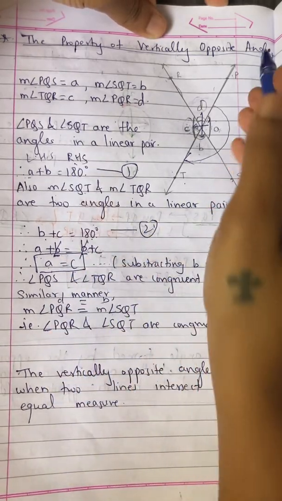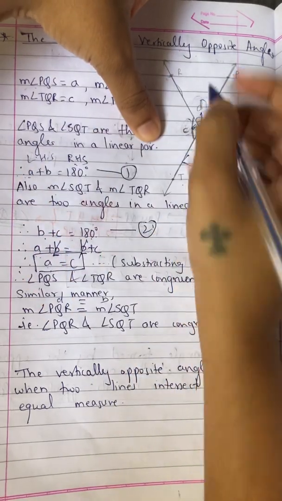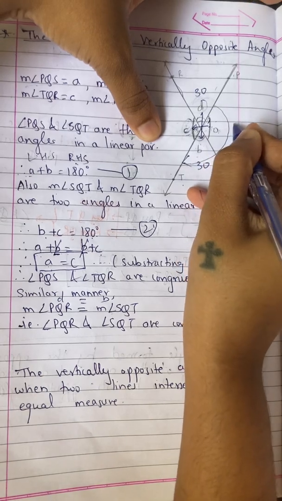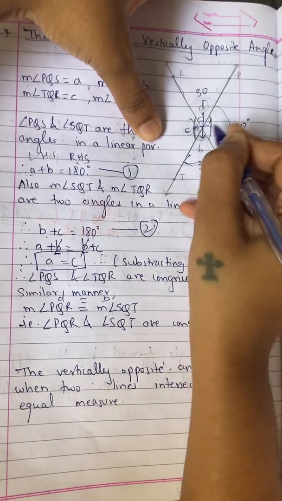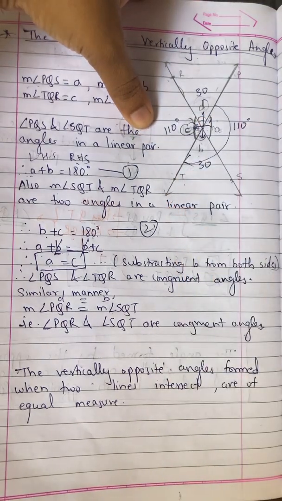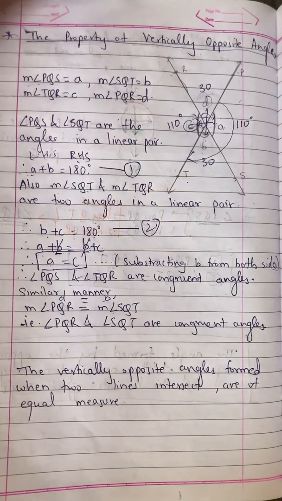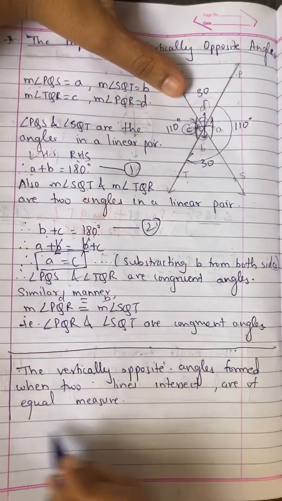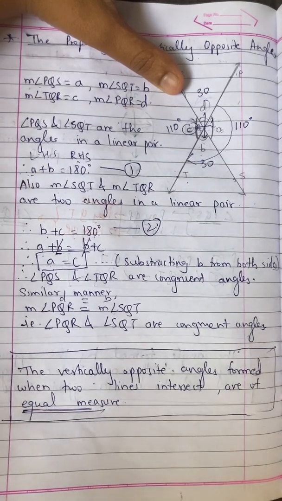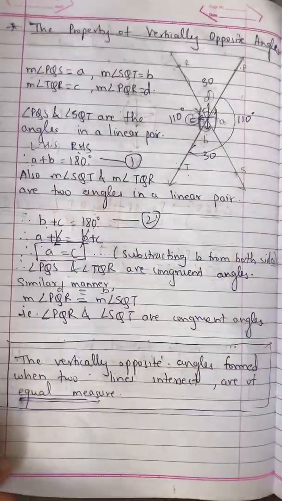From this, what do we understand? Whenever you see vertically opposite angles, they are going to be equal. So if this is 30 degrees, this is going to be 30 degrees. If this A is 110 degrees, the vertically opposite angle, which is C, is also going to be 110 degrees. So vertically opposite angles are always congruent. Vertically opposite angles formed by two intersecting lines are of equal measure. That is the statement. Based on this, let us solve the sum from the practice set.